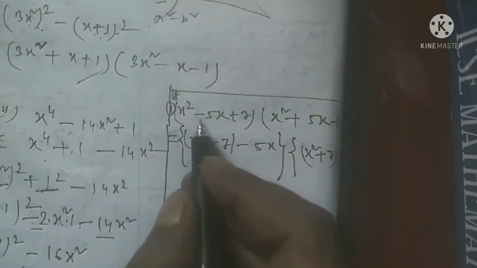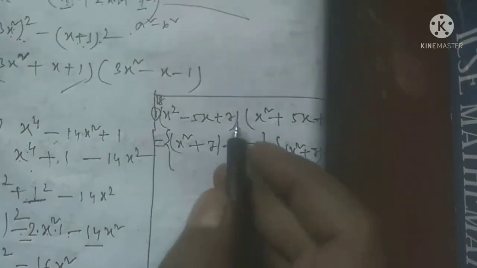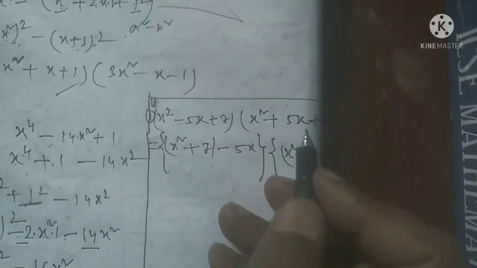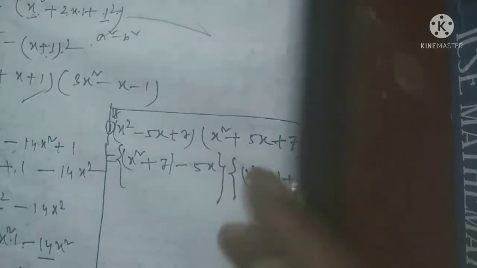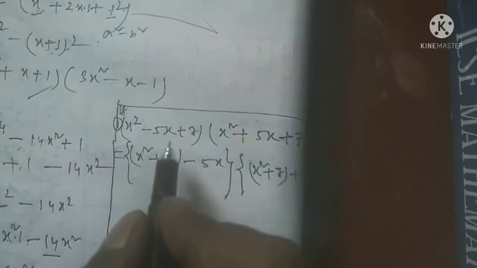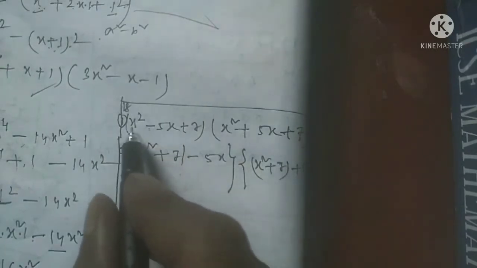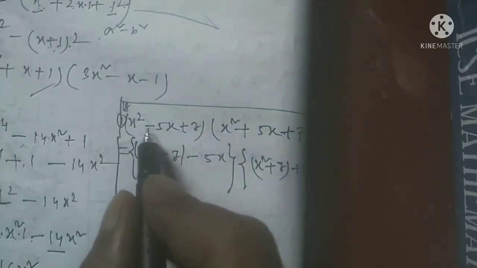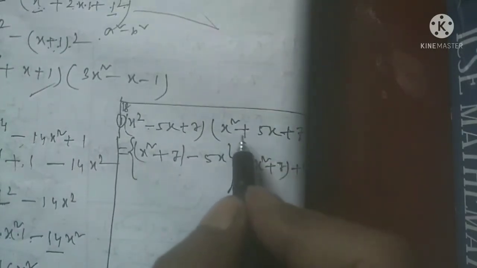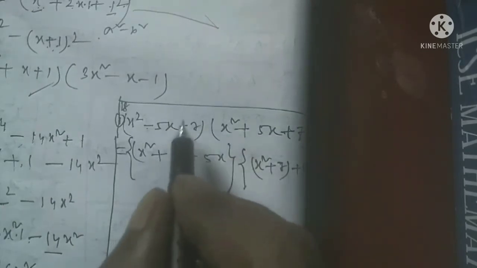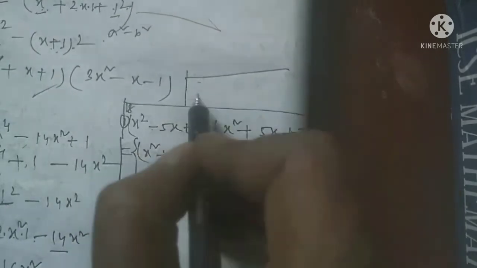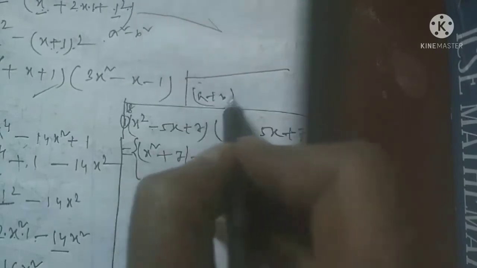So x⁴ - 5x² + 7, and here is x² + 5x + 7. Okay, so my dear student, write this expression in the form of a product. Before 5x here is minus and before 5x here is plus. So we have to make the form (a + b)(a - b).